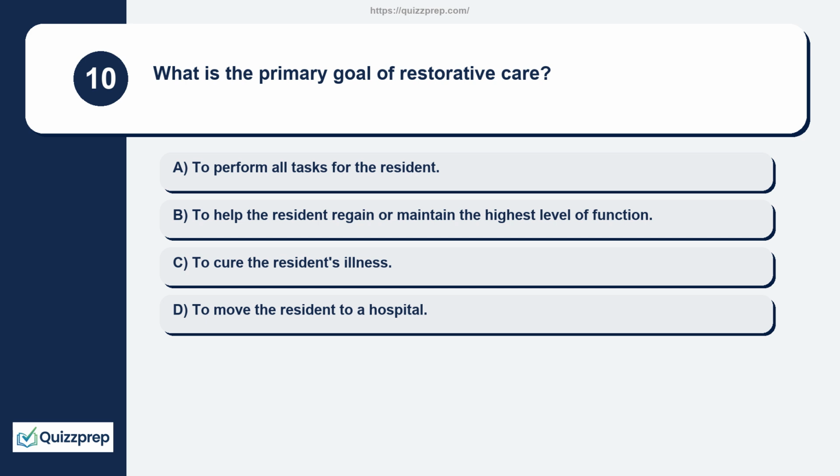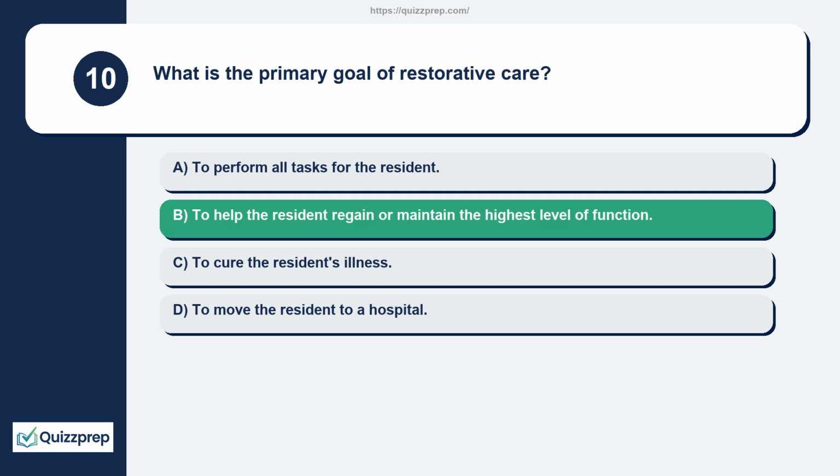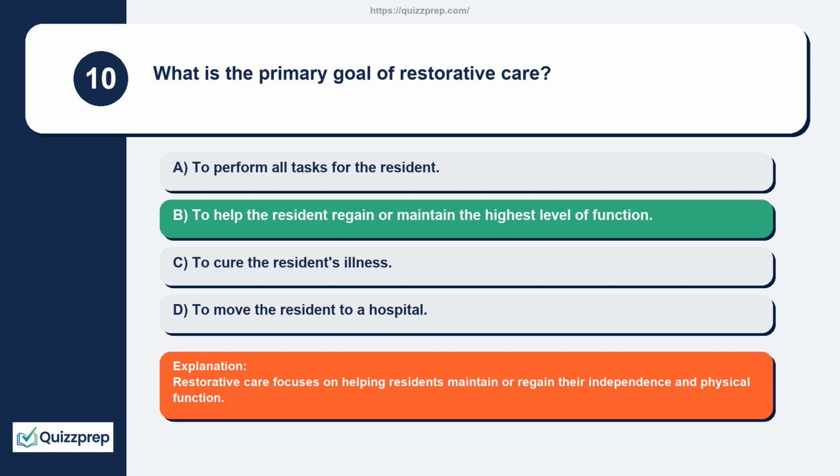Question 10. What is the primary goal of restorative care? To perform all tasks for the resident, to help the resident regain or maintain the highest level of function, to cure the resident's illness, to move the resident to a hospital. Restorative care focuses on helping residents maintain or regain their independence and physical function.